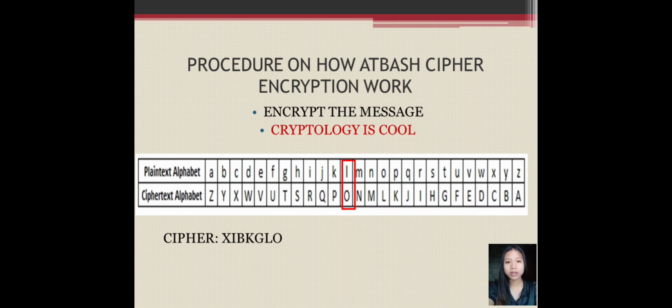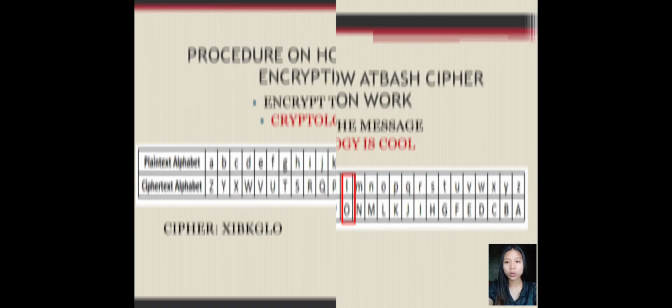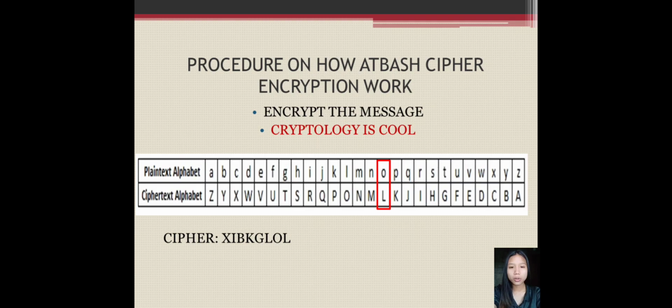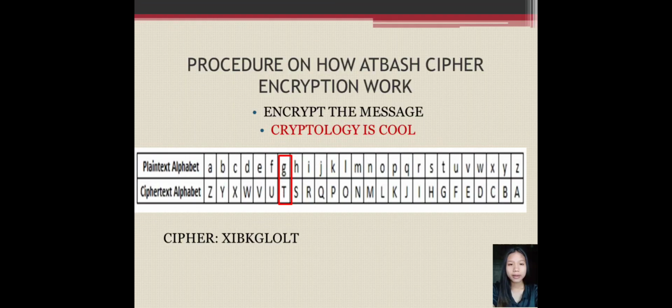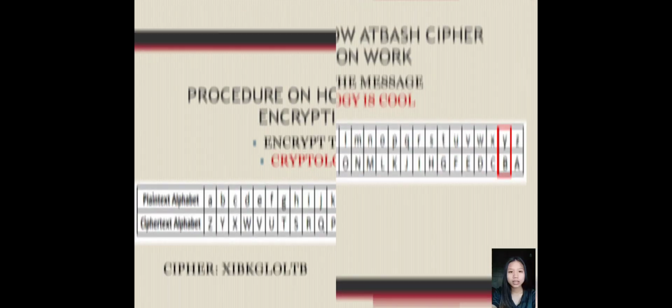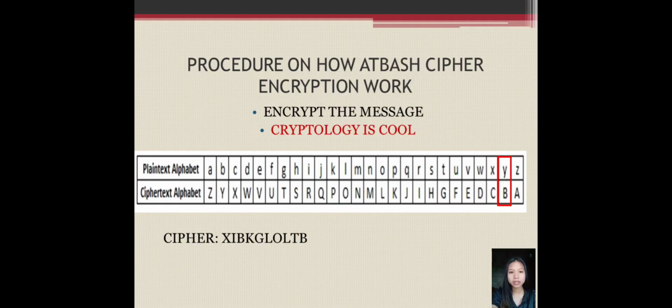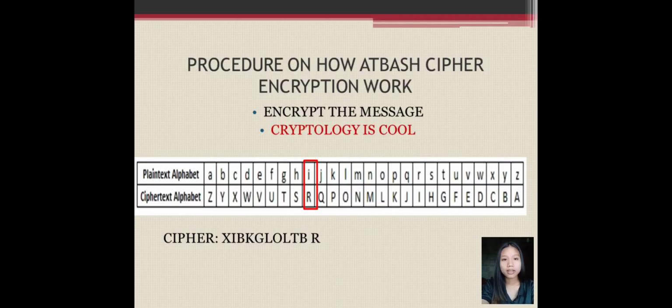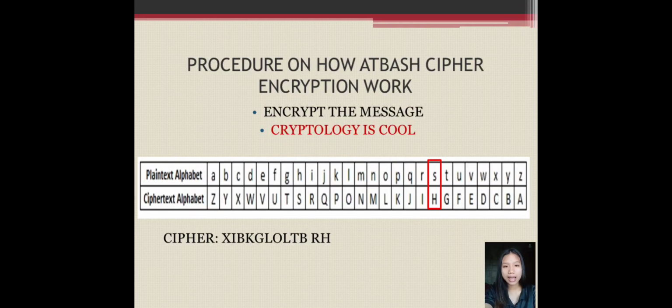Plaintext L ciphers to O, so the encrypted letter is O. Plaintext O ciphers to L, so the encrypted letter is L. The plaintext G ciphers to T, so the encrypted letter is T. Plaintext Y ciphers to B, so the encrypted letter is B. Plaintext I ciphers to R, so the encrypted letter is R. Plaintext S ciphers to H, so the encrypted letter is H.